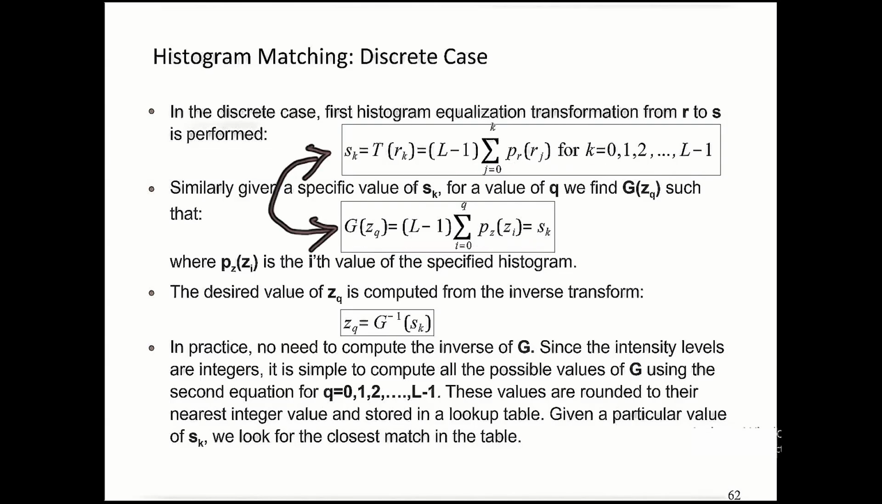Uniform PDF. So it means that if I do this one, it should be equal to this, right? Yes. So what it means is that G of ZQ is equal to SK. What is G of ZQ? It is basically a transformation on Z, just like here it was a transformation of R. What is R? It is my original image. What is Z? It is what I want. So this is the transformation.